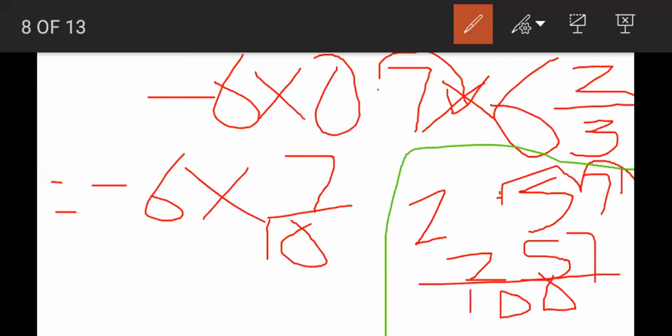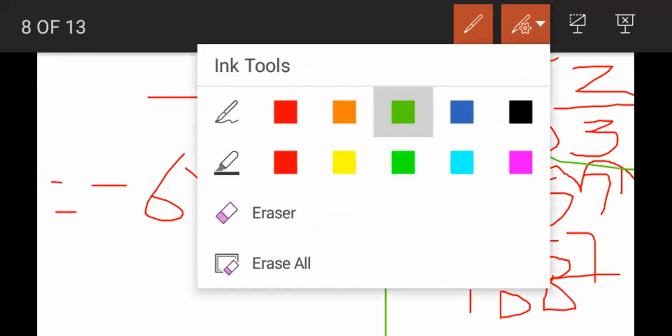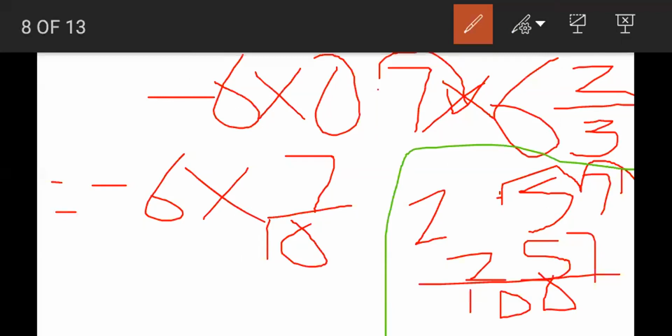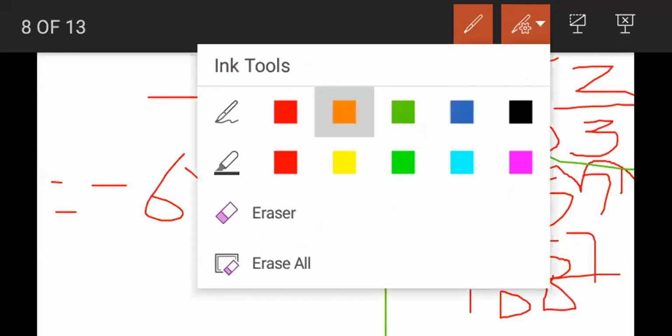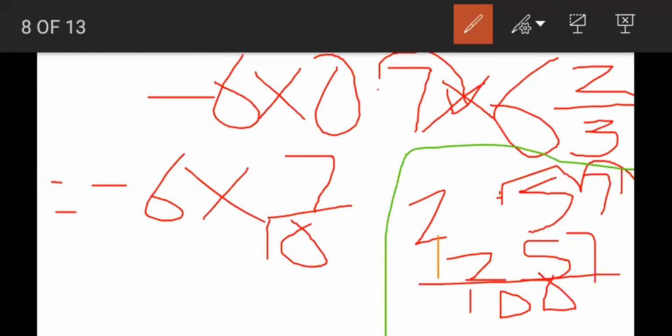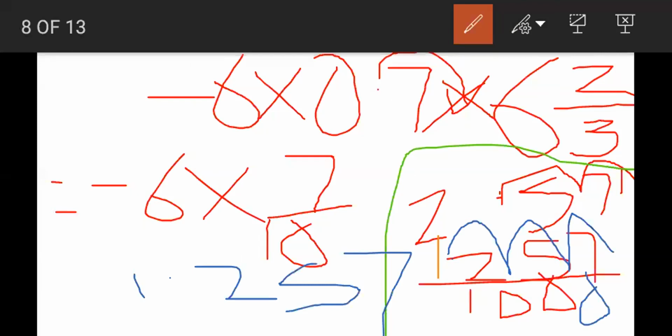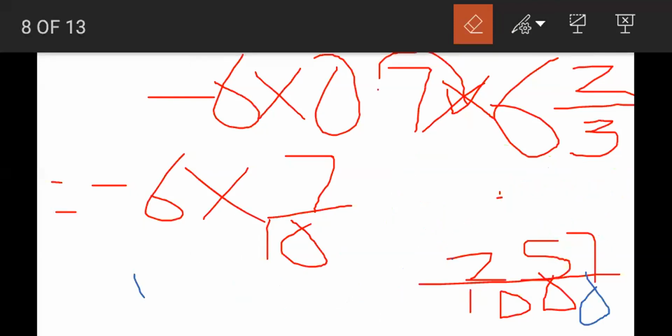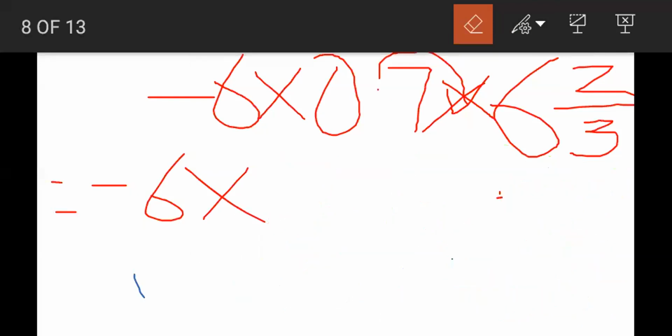And if you want to go from fraction to decimal, just do the inverse of it. Let us know that there is one here and there are zeros. How many zeros do you have? Three zeros. You move it three times, so you put your decimal here. Now we have 1.257. That is how to convert fraction to decimal. So for this again, let's do this.